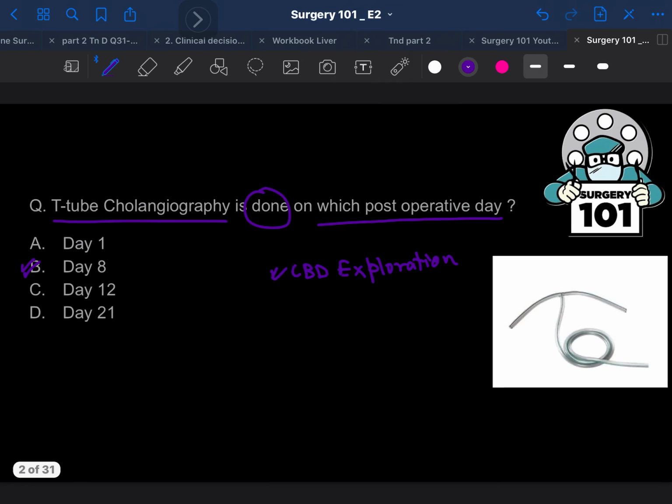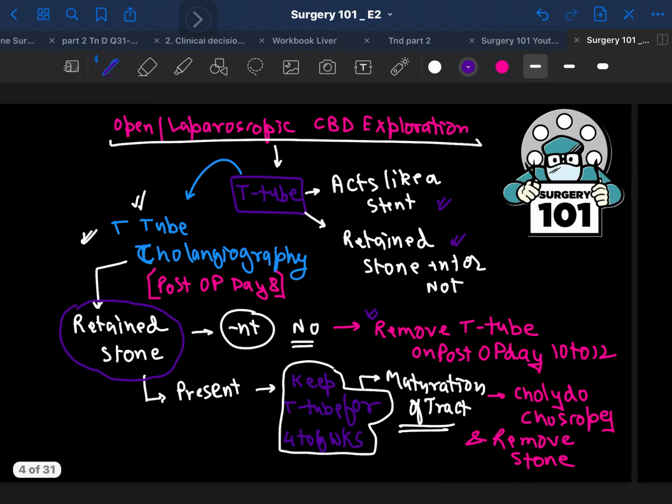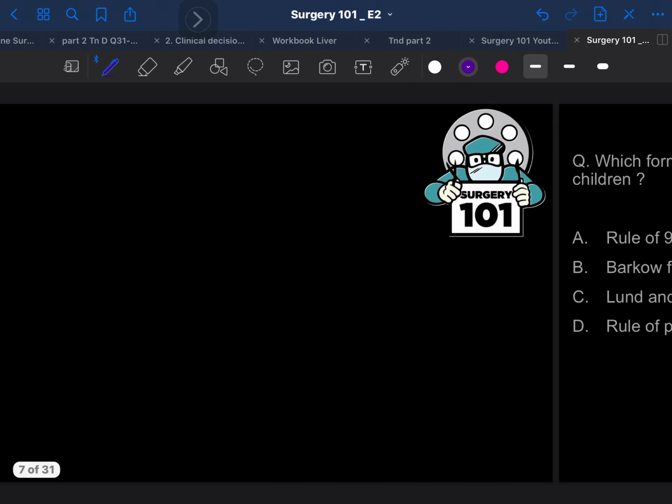Okay, I hope you are able to understand this point. This is all the function of the T-tube. Now, moving on to the next question, guys.